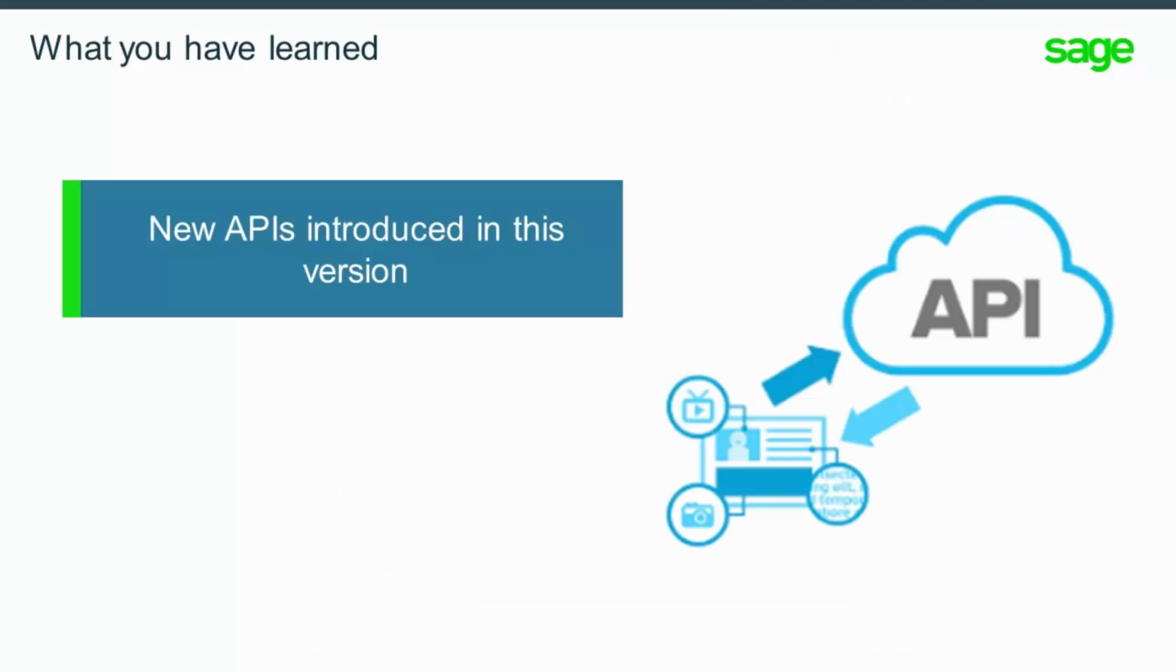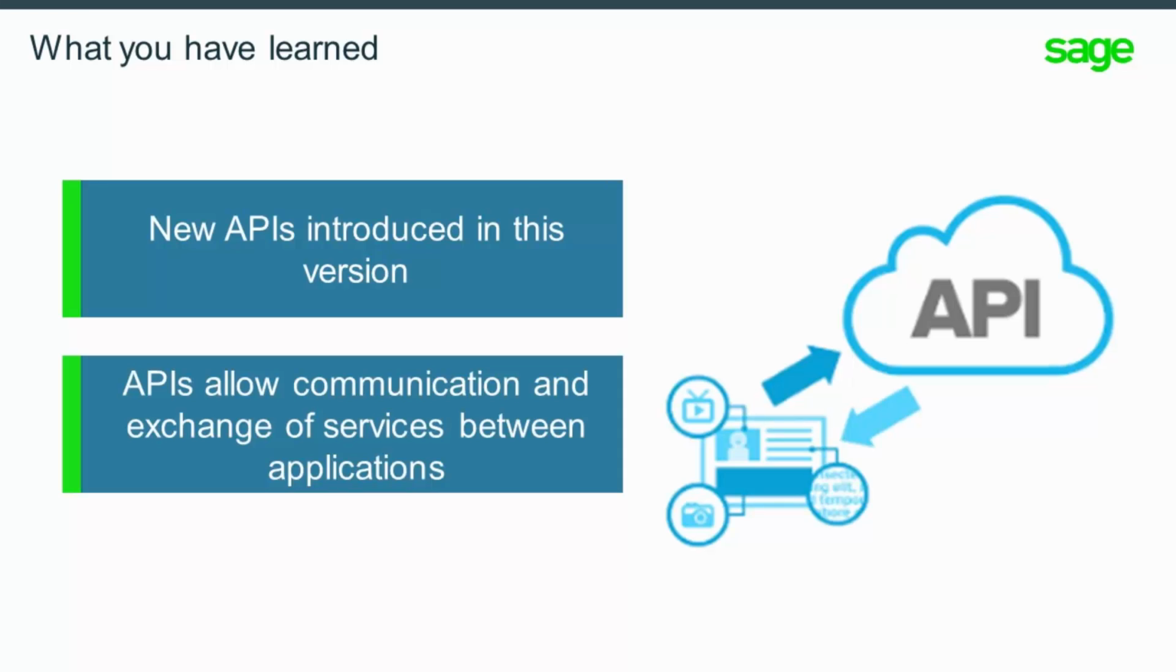You have learned that with the constant evolution of the Sage X3 product, tools are needed to upgrade functions that exist in the previous versions in order to communicate with the new version. These APIs will allow communication and exchange of services between the applications.